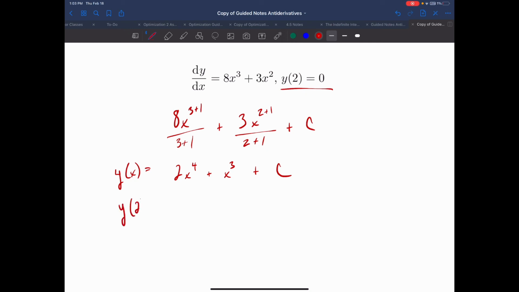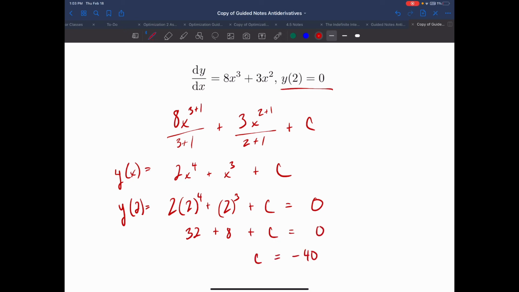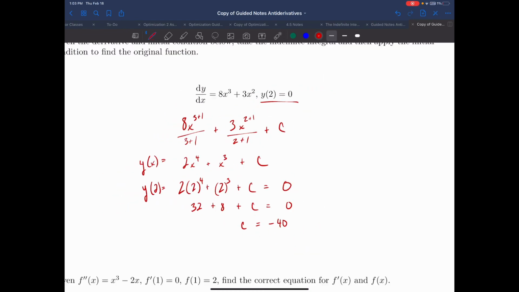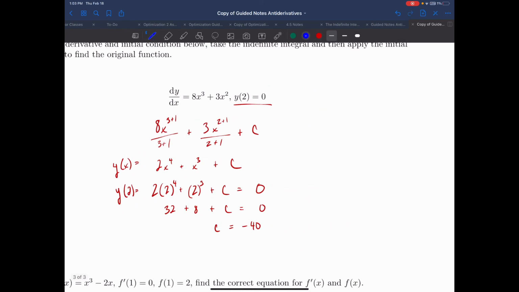So y of 2 equals 2 times 2 to the 4th plus 2 cubed plus c equals 0. So now we simplify. 32 plus 8 plus c equals 0. So that tells us c is negative 40. So then the original function is y of x equals 2x to the 4th plus x cubed minus 40.